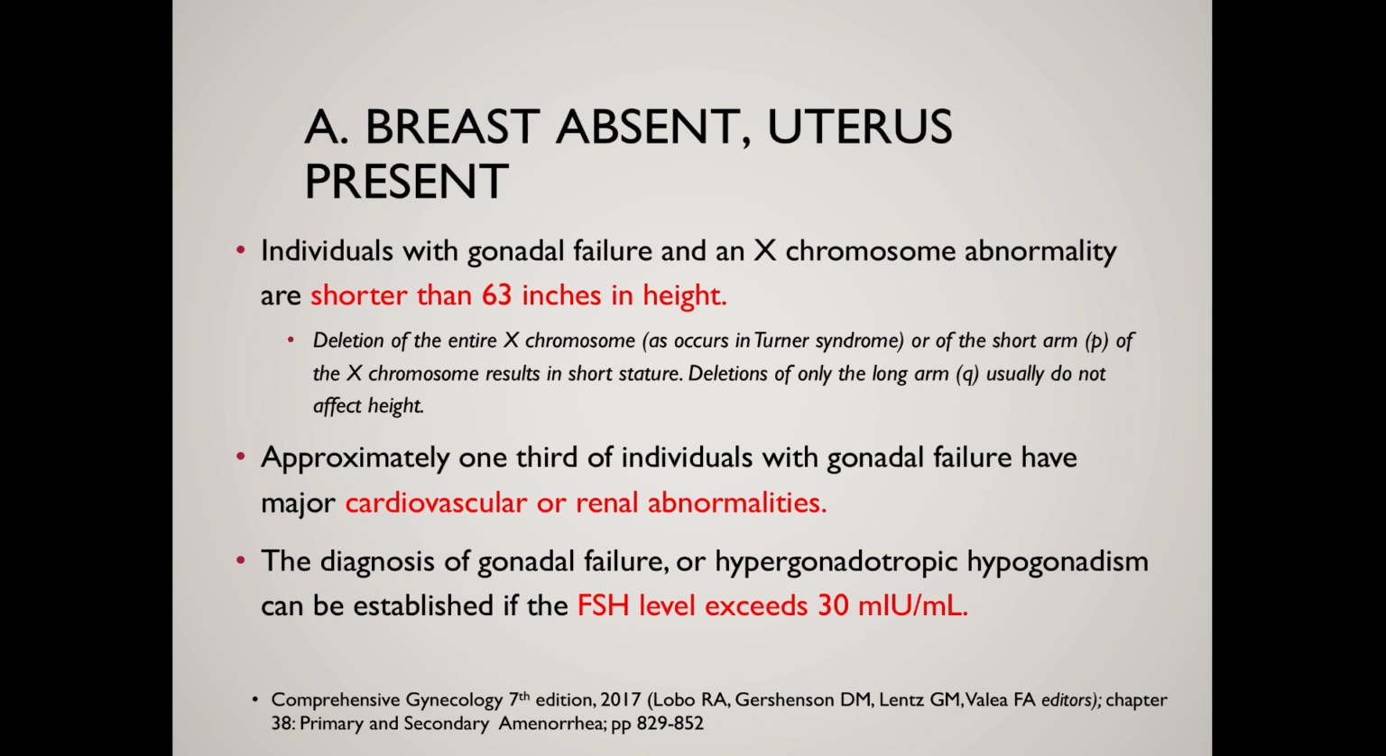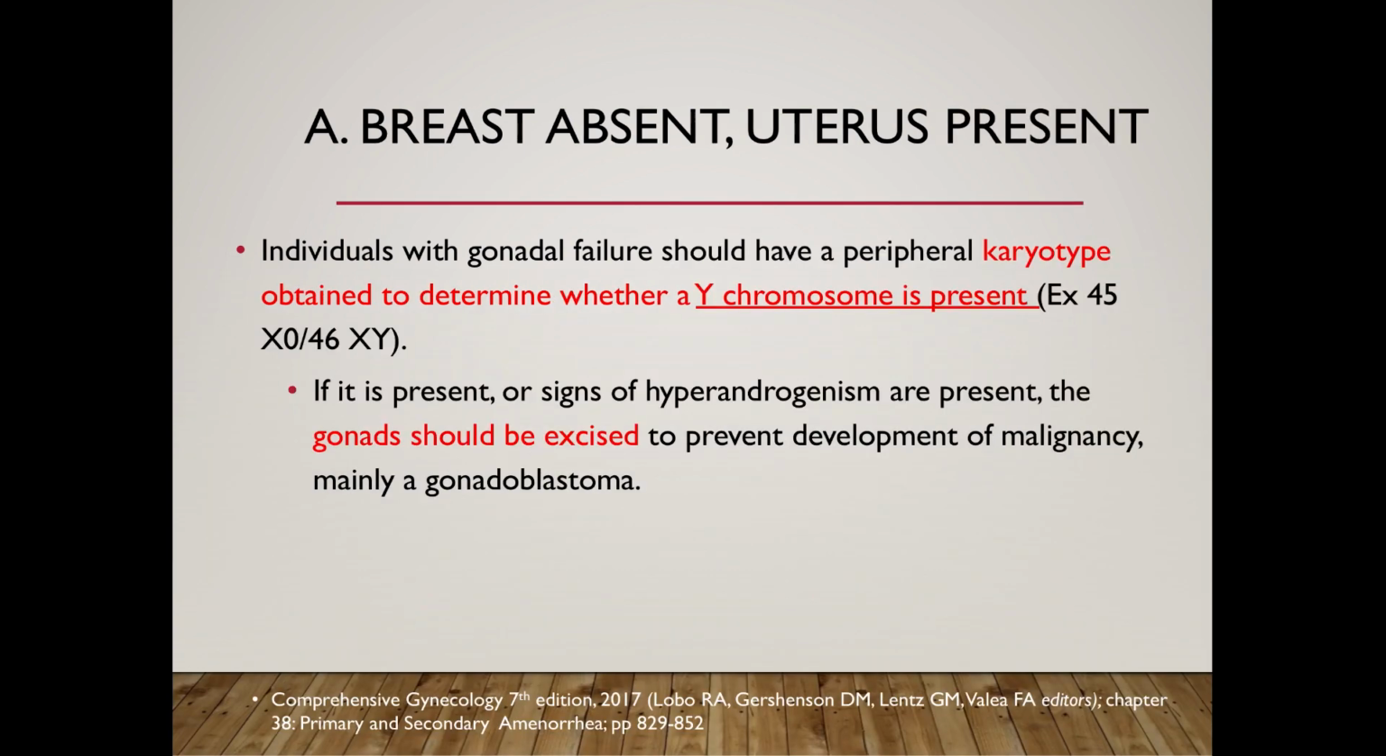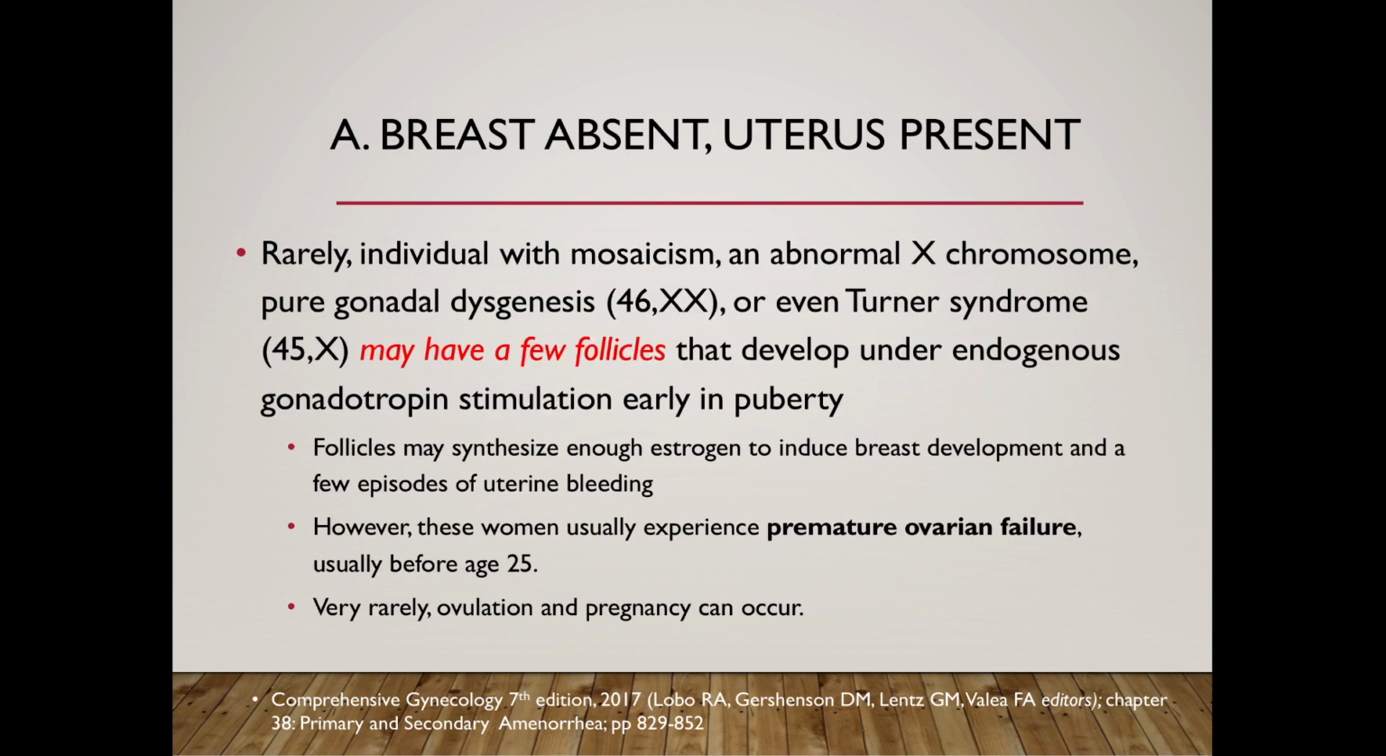And the diagnosis of gonadal failure or hypergonadotropic hypogonadism can be established if the FSH level exceeds 30 mIU per ml. Individuals with gonadal failure should have a peripheral karyotype obtained to determine whether a Y chromosome is present. For example, in chimeric types of Turner syndrome with a karyotype of 45XO/46XY. Now, if the Y chromosome is present or signs of hyperandrogenism are present, then the gonad should be excised to prevent development of a malignancy, usually in the form of gonadoblastoma.